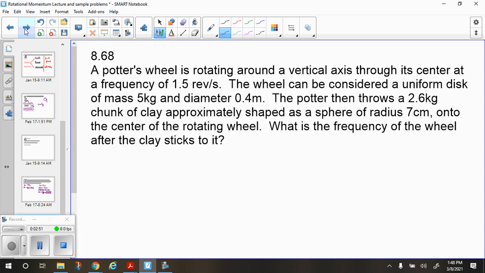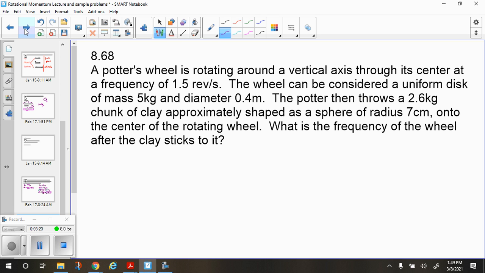Now we have a potter's wheel, and it is rotating around a vertical axis through its center at a frequency of 1.5 revolutions per second. The wheel can be considered a uniform disc with a mass of 5 kilograms and a diameter of 0.4 meters. A potter throws a 2.6 kilogram chunk of clay approximately shaped as a sphere of radius 7 centimeters onto the center of the rotating wheel. What is the frequency of the wheel after the clay sticks to it?